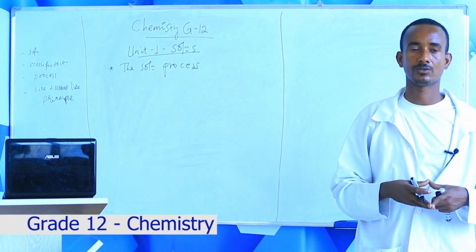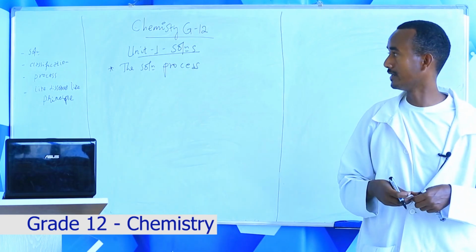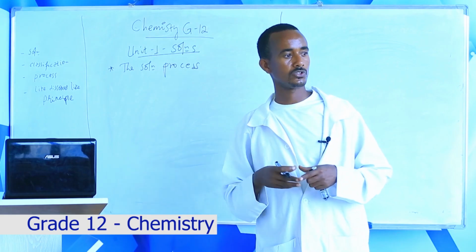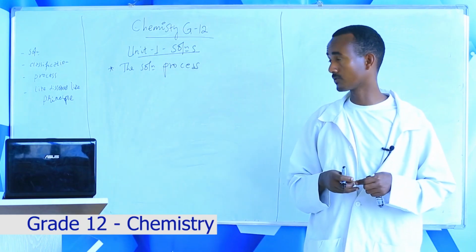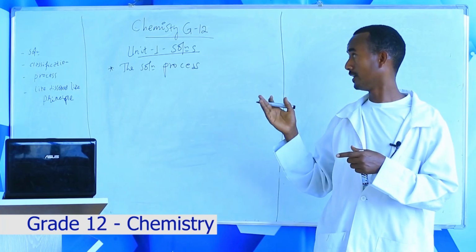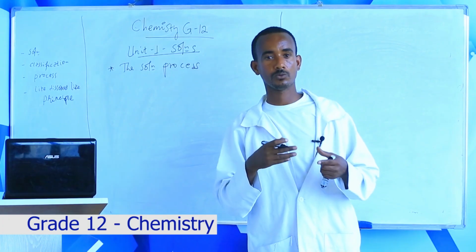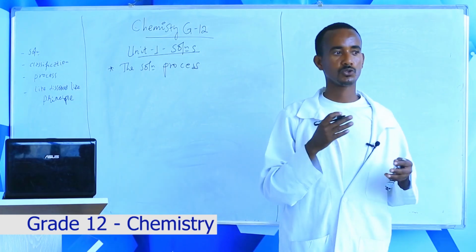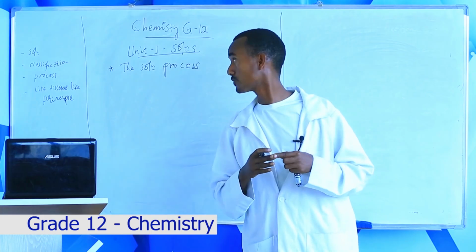In the previous class we have seen the meaning of the term solution and its classification, and we said that a solution is a homogeneous mixture of two components, the solute and the solvent. The solute is a substance that gets dissolved, whereas the solvent is a substance that does the dissolving. Or we can also define these two components as a minor component and a major component. Solute is a minor component and solvent is a major component.